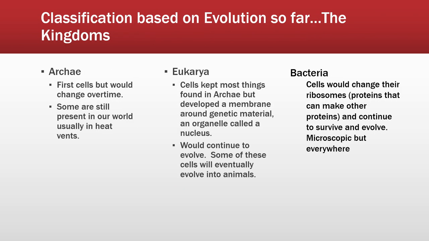And so now we have our first classification, big classification called kingdoms. In biology, we break everything down into groups so they're easier to study. So we have the archaea bacteria, or archaea, which are the first cells that would change over time. Again, remember, some of these are still alive in either really salty areas with low levels of oxygen or really hot areas where most things can't survive. But the interesting thing is archaea cannot survive in what we consider a normal, comfortable environment. We also have bacteria, which change their ribosomes, and it's a protein that makes other proteins and continue to survive.